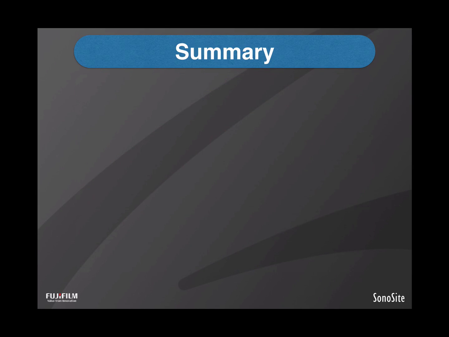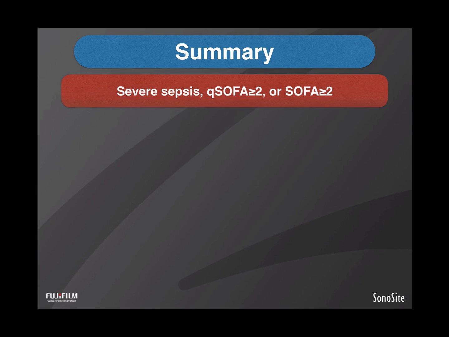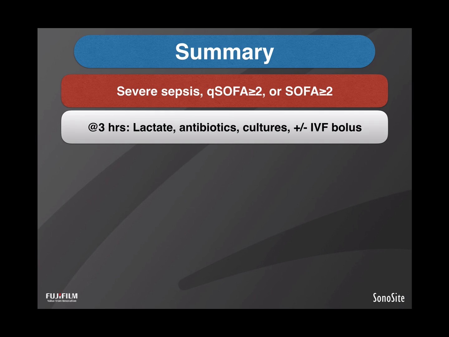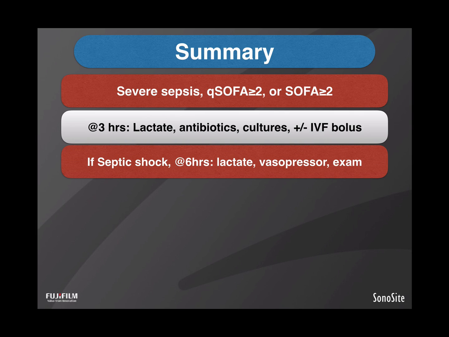So in summary, for the management of sepsis, you want to make the diagnosis of end organ dysfunction via the traditional severe sepsis criteria, or you can use the SOFA in the ICU or the quick SOFA in the ED. Once you have that, you trigger the CMS bundle, which gives you 3 hours to collect the cultures, give antibiotics, collect the lactate, and IV bolus if indicated. And if they still have refractory hypotension, within 6 hours you want to redraw the lactate and start them on the vasopressor or give them more fluids depending on your focus exam.